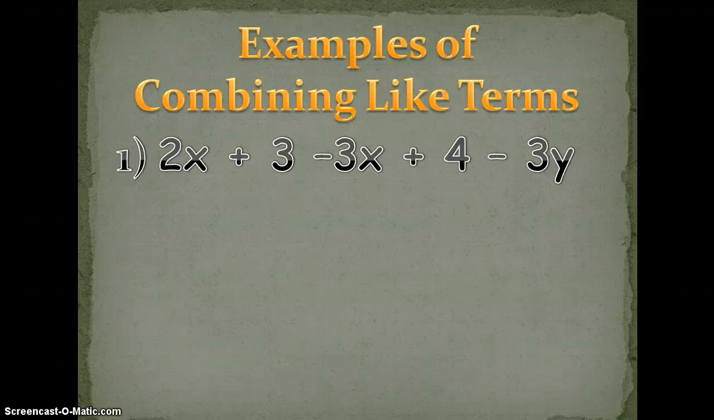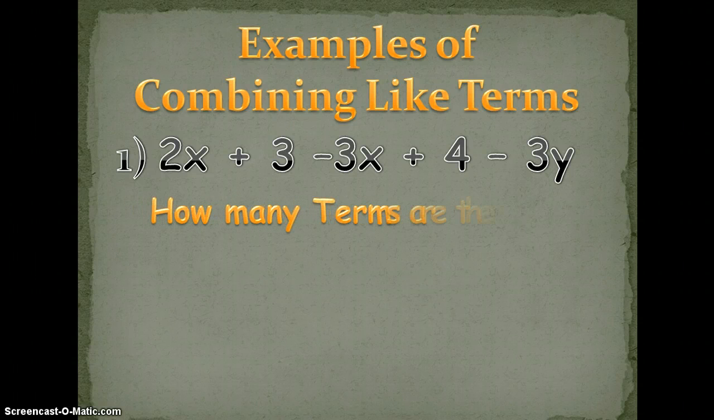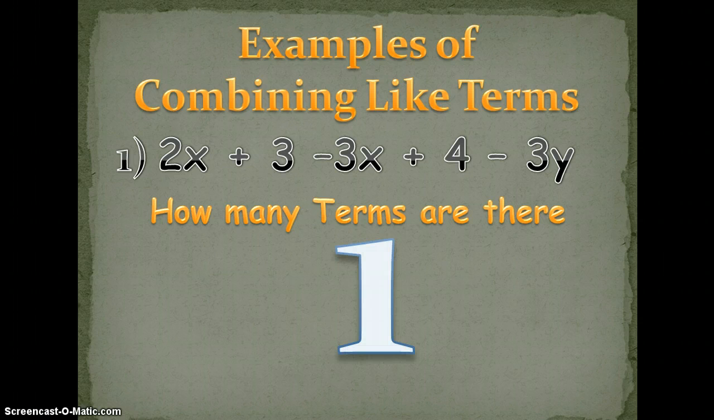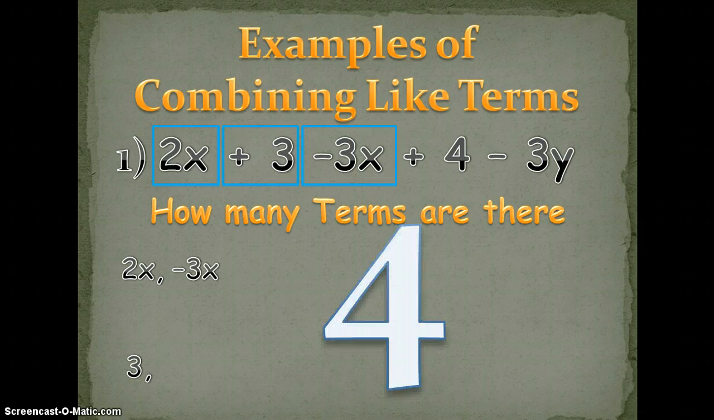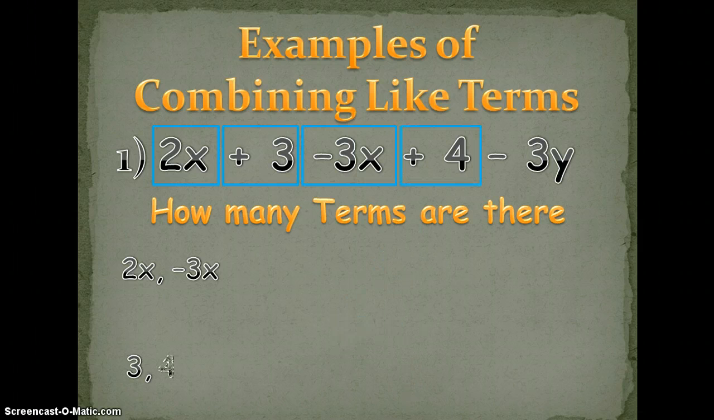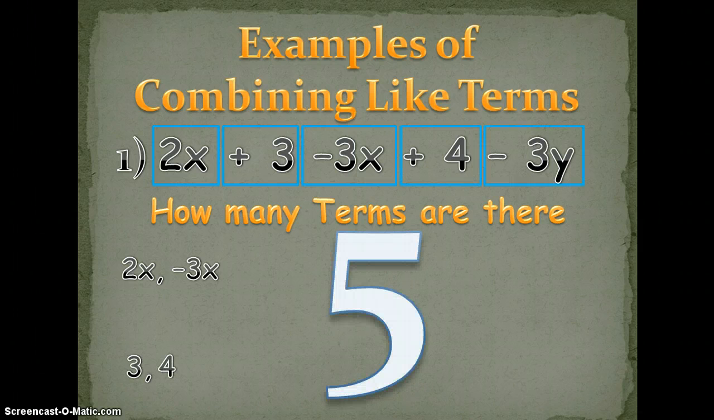First, I want you to start out with how many terms are there? Alright, well, one would be 2x. A second one would be 3. Third would be negative 3x. Fourth would be a 4. Fifth would be the negative 3y. So in this problem we would have 5 terms.